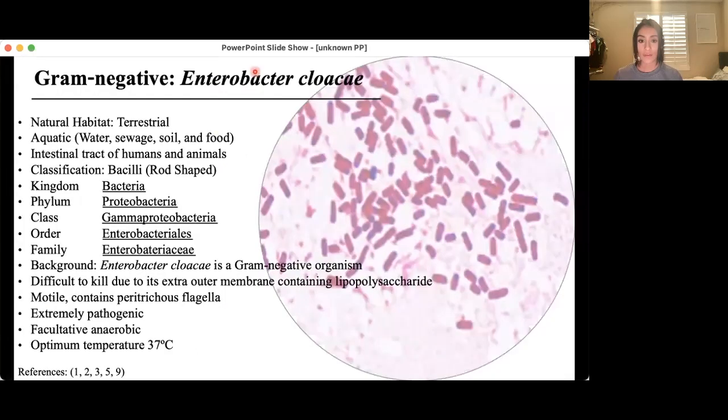For my gram negative, I got Enterobacter cloacae. Its natural habitat is found in terrestrial, aquatic, and the intestinal tracts of humans and animals. I posted its taxonomic hierarchy right here. A little background on Enterobacter cloacae is that it's a gram-negative organism, which makes it difficult to kill considering it has that lipopolysaccharide outer membrane. It's rod-shaped. It's motile. It has peritrichous flagella, which means it has flagella all around it. Its optimum temperature is 37 degrees.